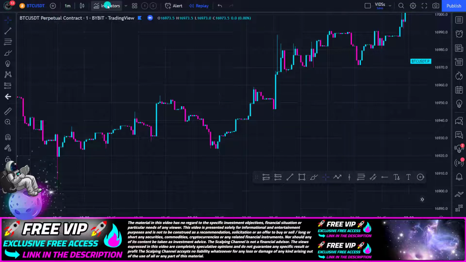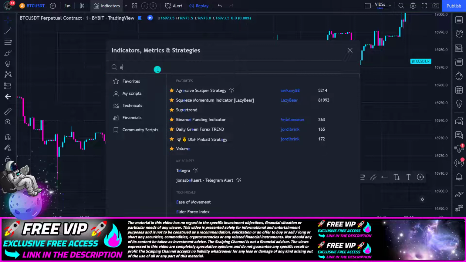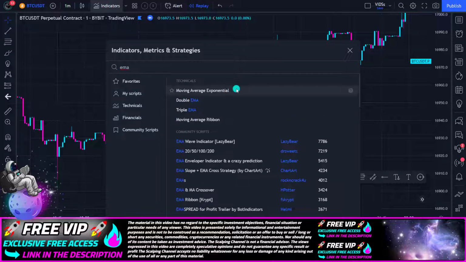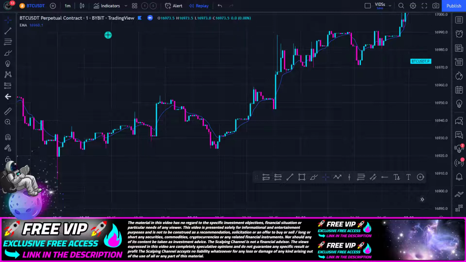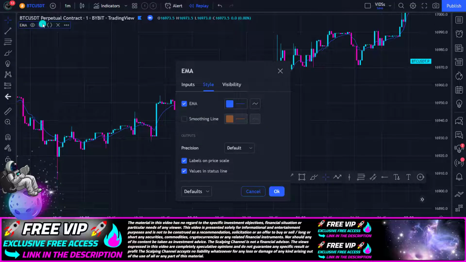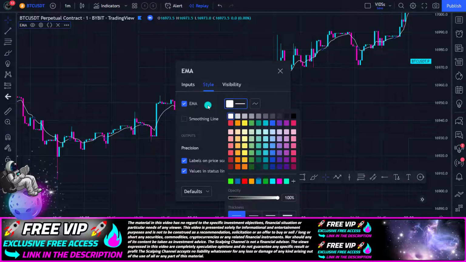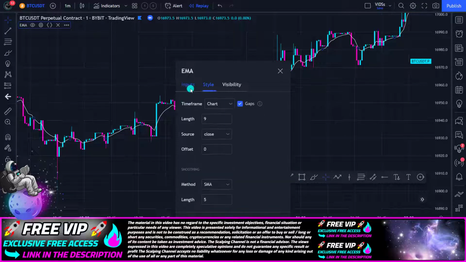For this strategy, I use two indicators. The first indicator is the EMA, which stands for Exponential Moving Average. Go to the settings, and in the style, you can choose the color white. Of course, you can just choose any other color. In input, change the length from 9 to 200.